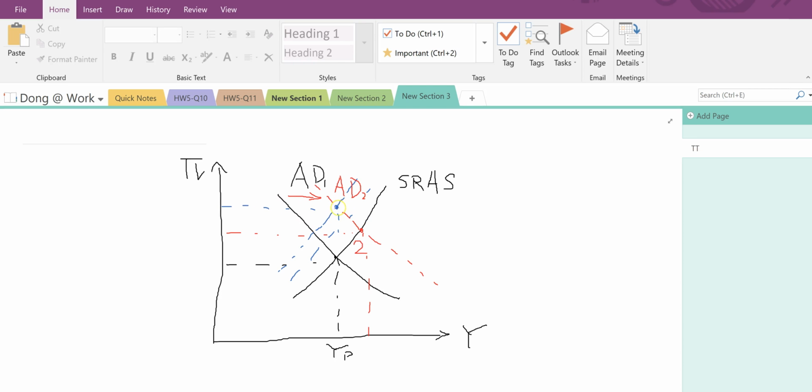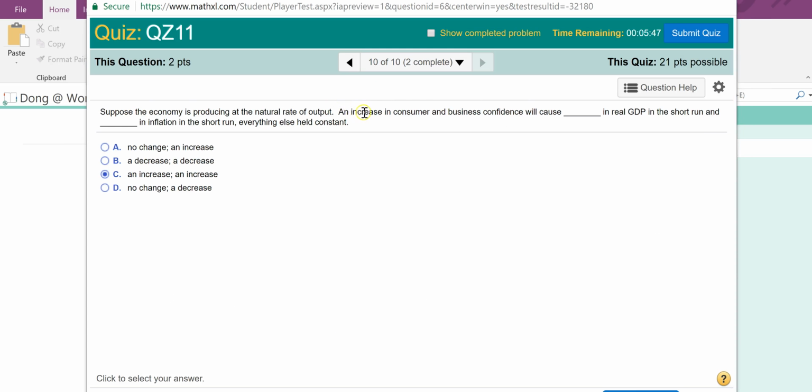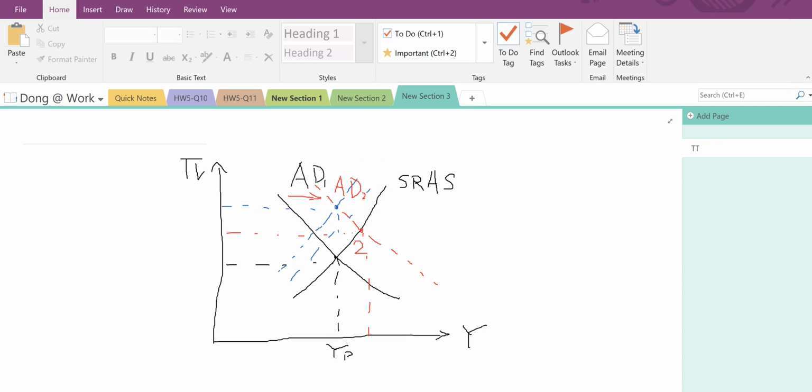So in this new long-run equilibrium, the question here is about the short run, but I'm talking about something which is beyond this question. Suppose it asks you what the long-run effect is: inflation will go up further, and output will go back to the original level. So that's the long-run effect.